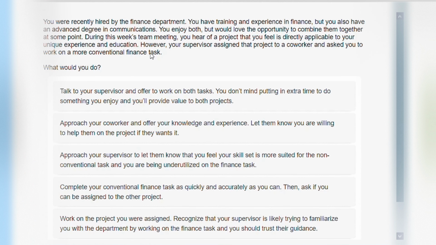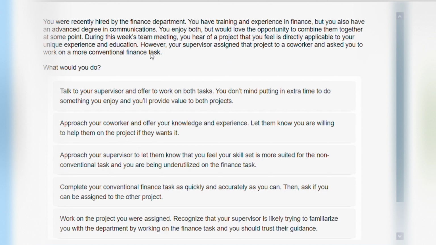Number 7, you were recently hired by the finance department. You have training and experience in finance, but you also have an advanced degree in communications. You enjoy both, but would love the opportunity to combine them together at some point. During this week's team meeting, you hear of a project that you feel is directly applicable to your unique experience and education. However, your supervisor assigned that project to a coworker and asked you to work on a more conventional finance task. What would you do?